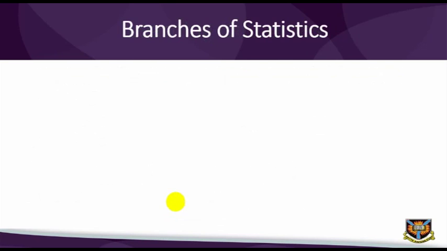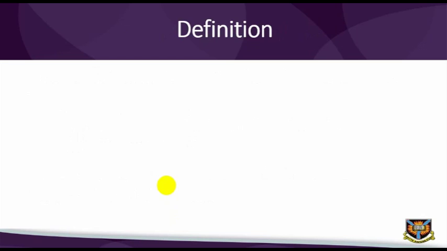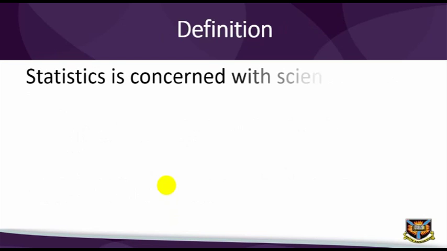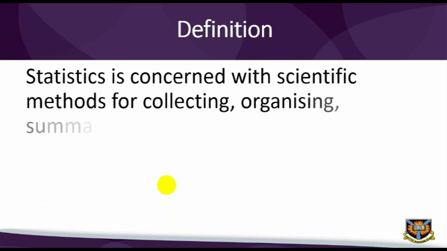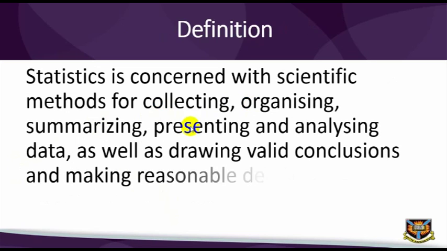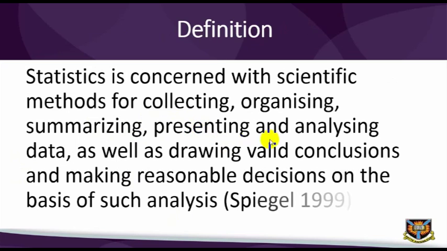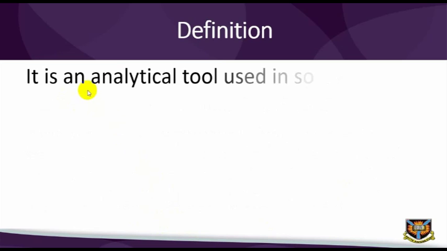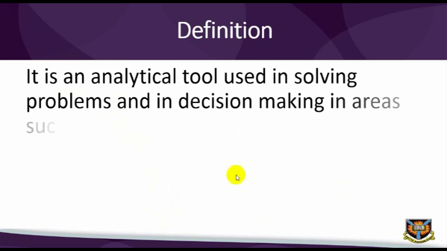Content. Section 1. Definition. Statistics is concerned with scientific methods of collecting, organizing, summarizing, presenting, and analyzing data, as well as drawing valid conclusions and making reasonable decisions on the basis of such analysis. Spiegel, 1999. It can also be defined as the scientific study of handling quantitative information.